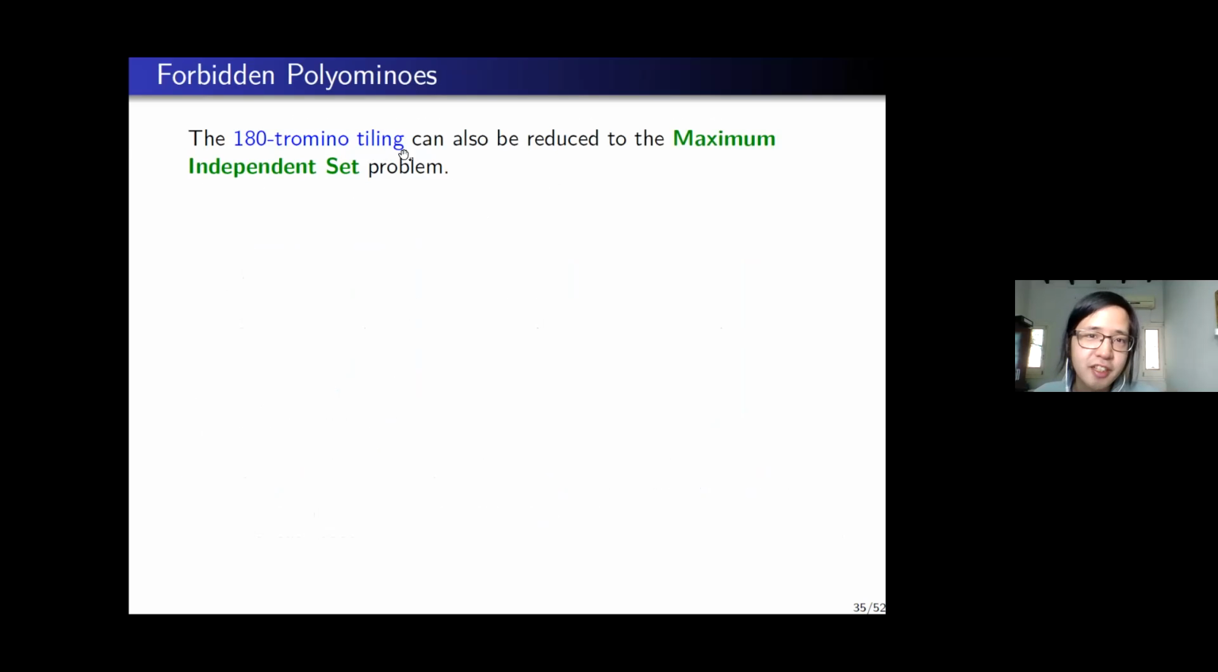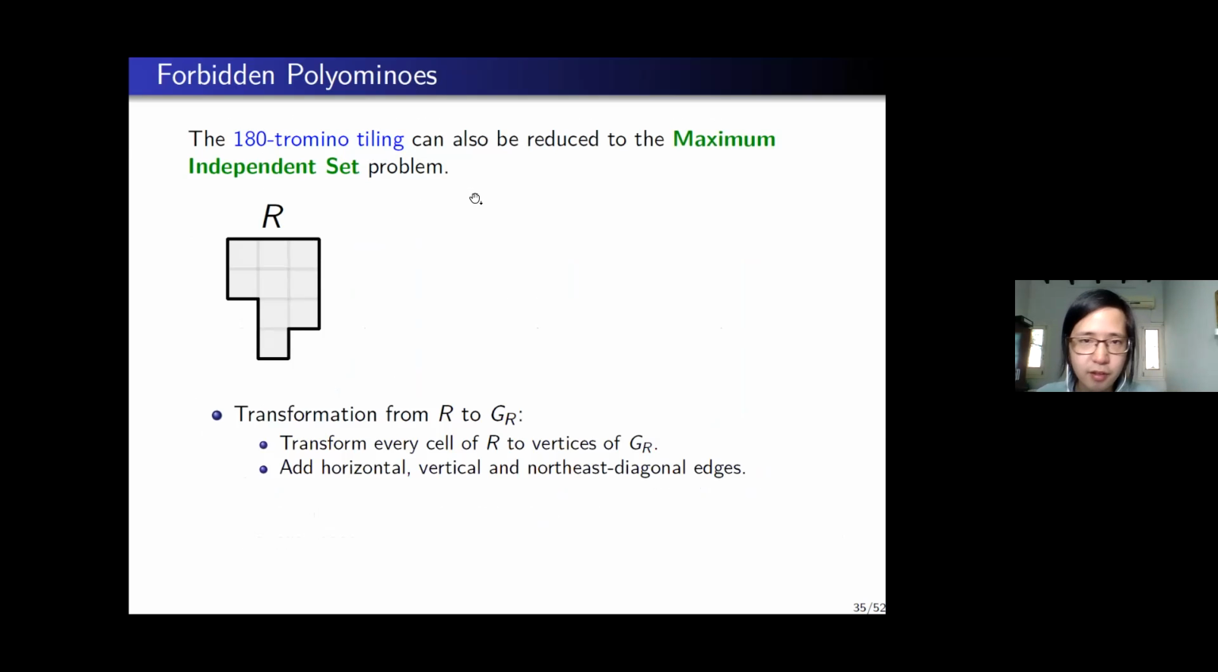The 180 tromino tiling can also be reduced to the maximum independent set problem. And this reduction can be done as follows. We can take each cell of the region into a point, and we add horizontal, vertical, and diagonal edges in such a way that each triangle on this figure corresponds to a 180 tromino on the region R.